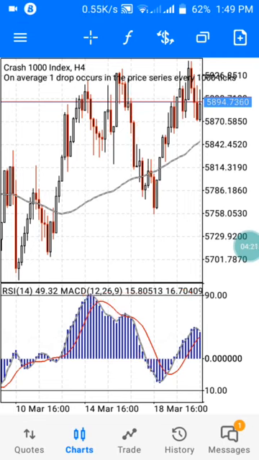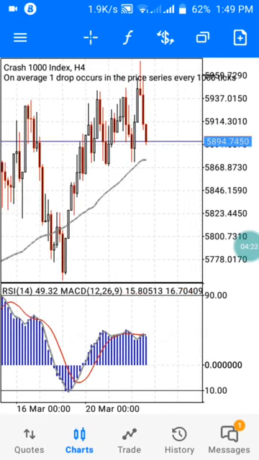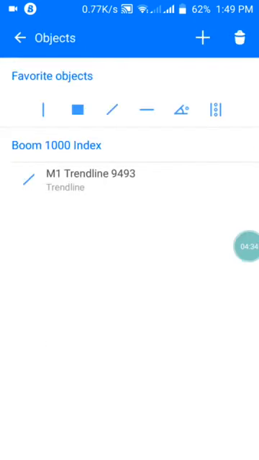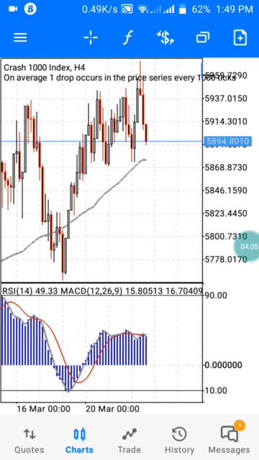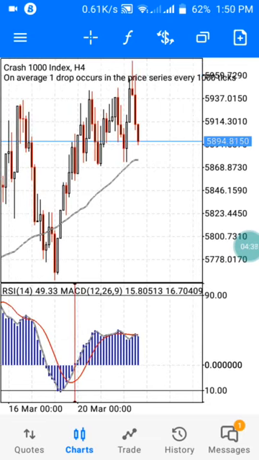So what you are going to be marking now in your 4 hours time frames, you are going to be marking every angle that the two match together. So you are going to go to your object and select your favorite object to mark that particular zone down. So you are going to mark it down where they cross each other.